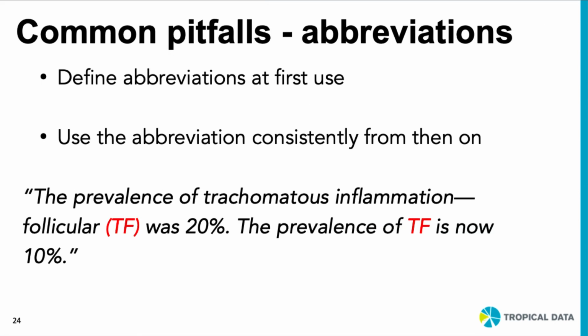The final common pitfall is abbreviations. These should be defined at first use and then used consistently henceforth. An example is this sentence: "The prevalence of trachomatous inflammation follicular, or TF, was 20%. The prevalence of TF is now 10%." Here, we write trachomatous inflammation follicular out in full the first time we use it. We define TF as the abbreviation, and then can use TF in the text.